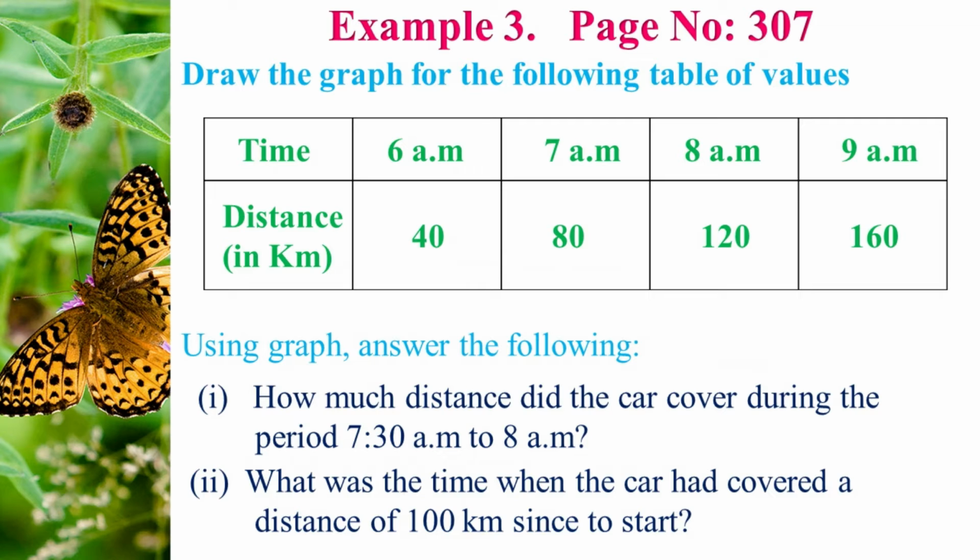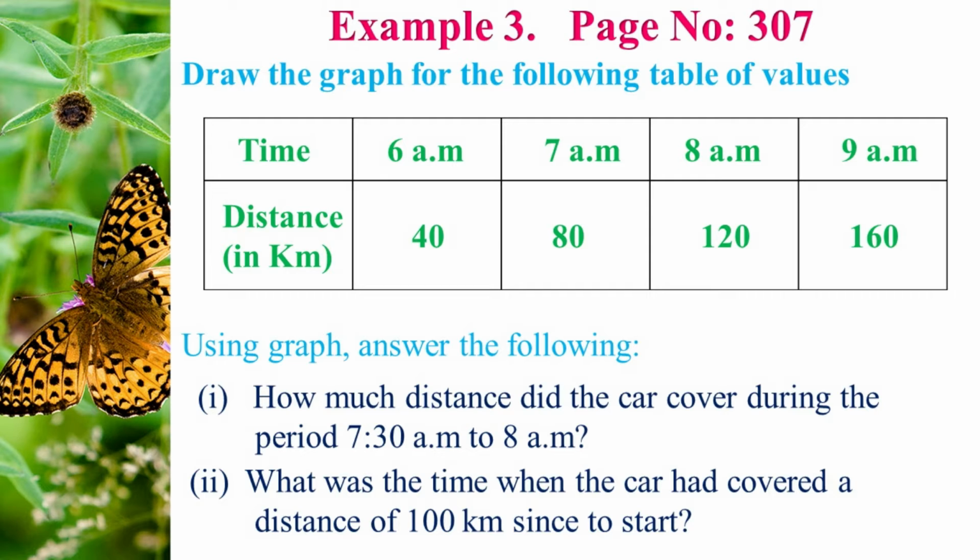Now we see example 3. Draw the graph for the following table of values. Time, distance in kilometer. 6 am 40 km, 7 am 80 km, 8 am 120 km, 9 am 160 km.